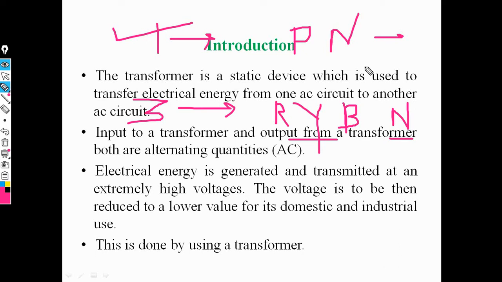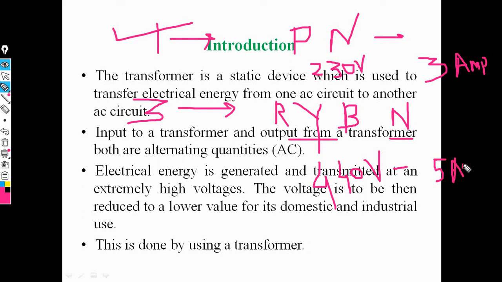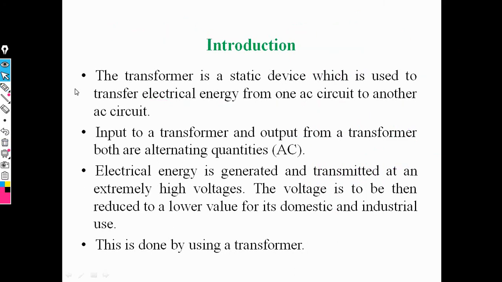The voltage range of the single phase transformer is 230 volt and 3 ampere current. But for the three phase transformer the voltage is 440 volt and current is 5 ampere. This is the difference between single phase transformer and three phase transformer. In your syllabus we need only the single phase transformer.